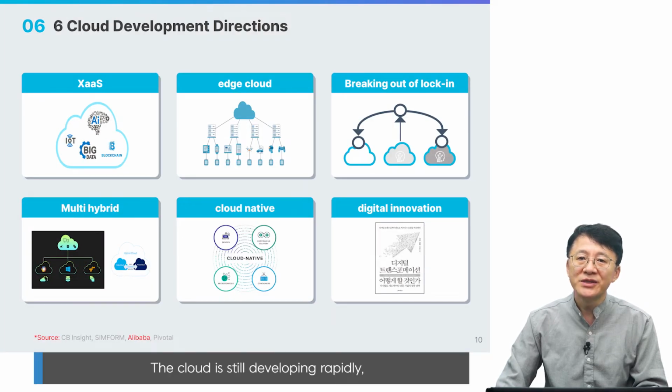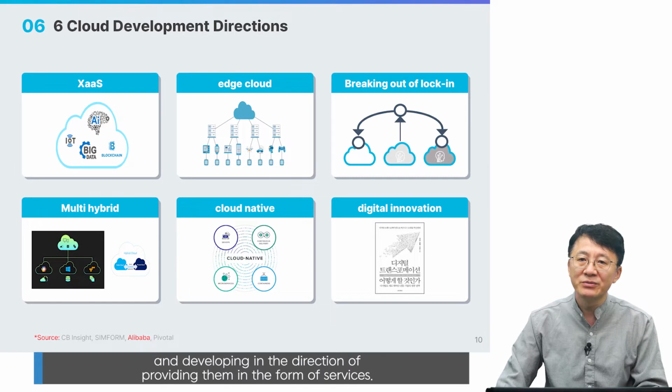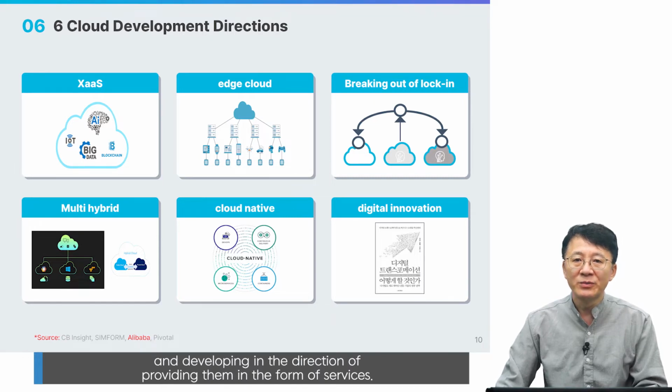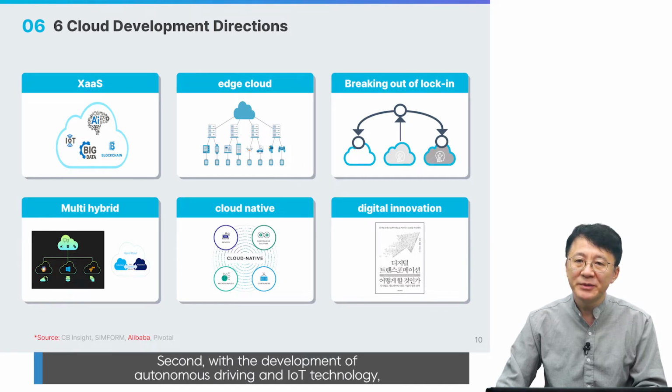The cloud is still developing rapidly, and its development direction can be summarized in 6 ways. First, all IT technologies are converging in the cloud and developing in the direction of providing them in the form of services. Second, with the development of autonomous driving and IoT technology, the edge cloud, which has an edge close to the place of data generation, is rapidly spreading.